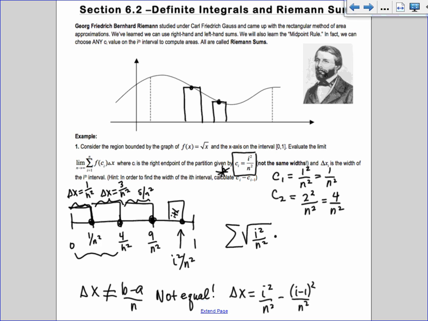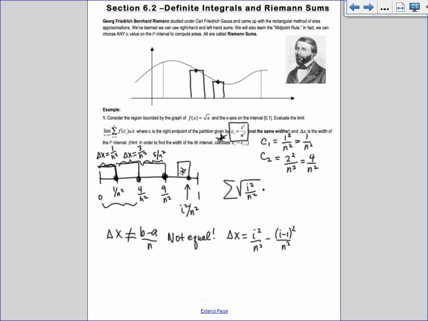Do you guys understand what I'm saying? So when I simplify it, I have I squared over n squared minus I squared minus 2I plus 1 over n squared. And if I have common denominators, so I'm going to combine. I have my I squared minus I squared, it goes away. So I get 2I plus 1 over n squared. That is the width for every single one.